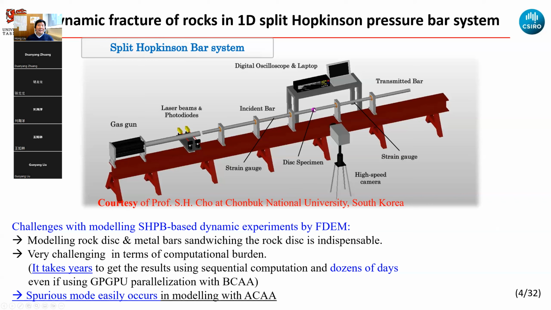Then we have the rock sample here. On the right-hand side of the rock sample, you have the transmission bar. The stress wave will be transmitted along the transmission bar, but some of it will be reflected back, which will come back into the incident bar.